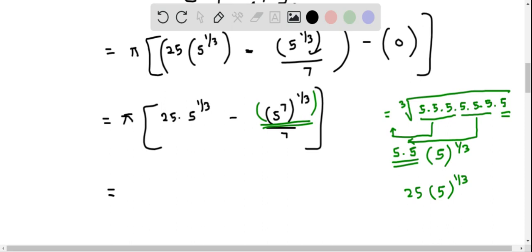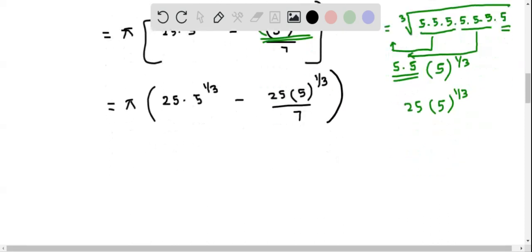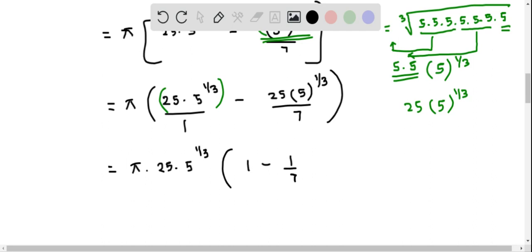Which I will put in the next step. So we have pi times of, here we have 25 times 5 power 1 by 3, minus this one is also 25 times 5 power 1 by 3, divided by 7. And this means we can now factor, this one is basically 1. We can factor this 25 times 5 power 1 by 3 from these two terms, or from these two fractions. And when you do so, we get pi times of 25 times 5 power 1 by 3. Factoring out this, we get 1 by 1 is 1, minus this one will be 1 divided by 7.